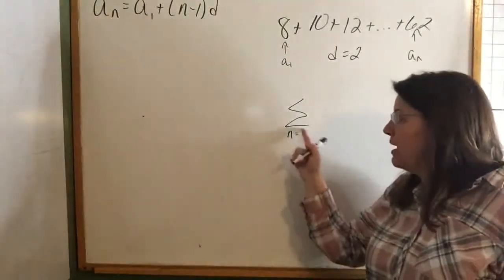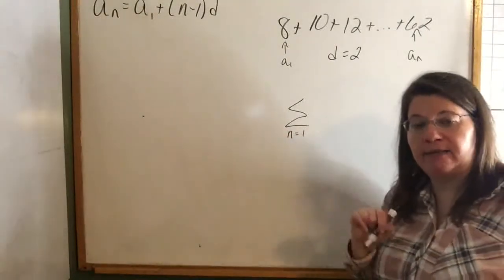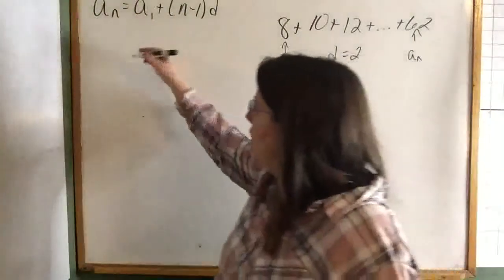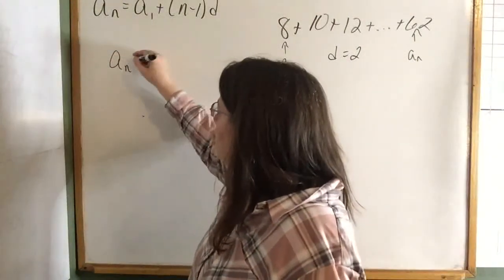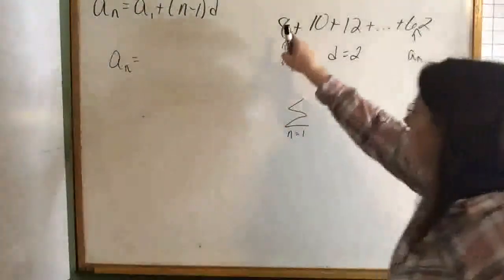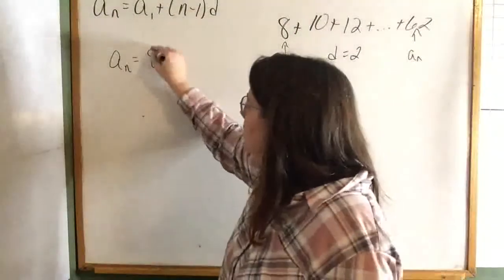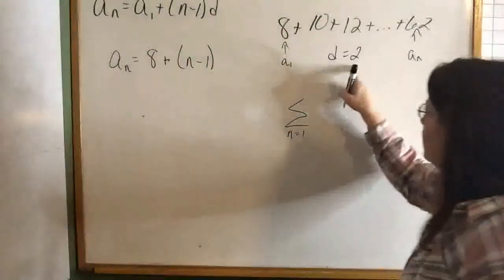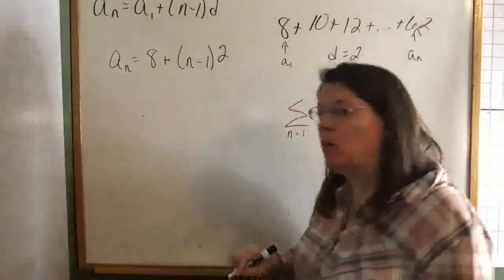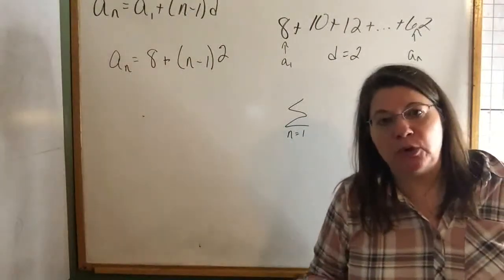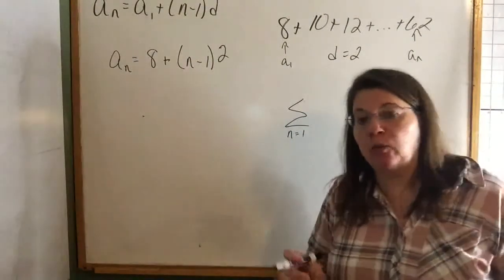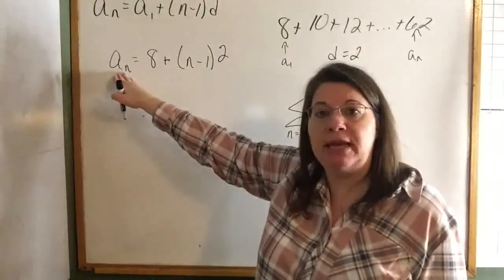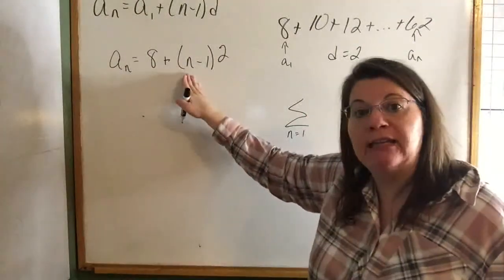This term is always n equals 1 when we're writing the series. Now we need to find the formula. I'm going to go up here. A sub n equals 8, our first term, plus n minus 1 times d, which is 2. Remember, back when we figured out how to write the formula for a sub n, we said we would not replace anything involving an n. We will not replace a sub n and we will not replace n if we're finding the formula.